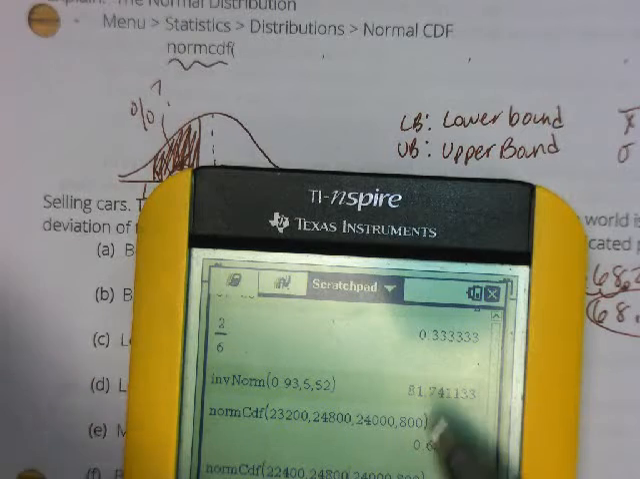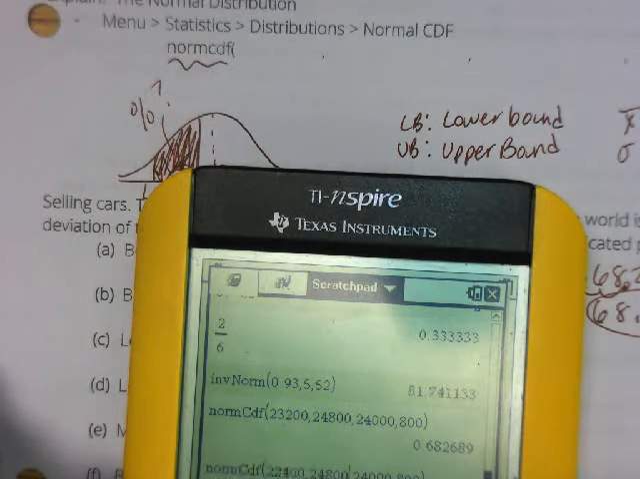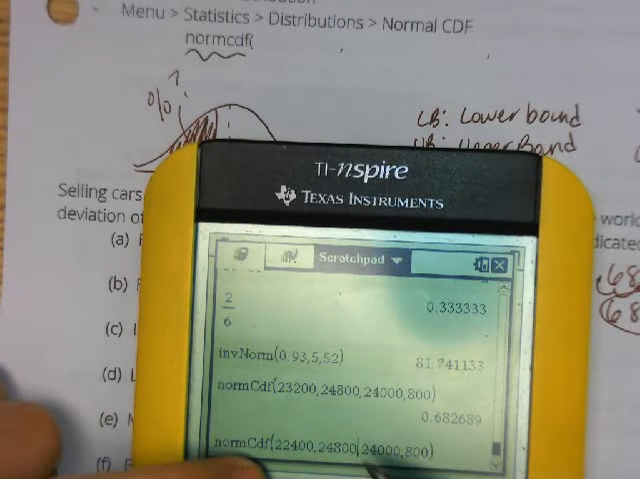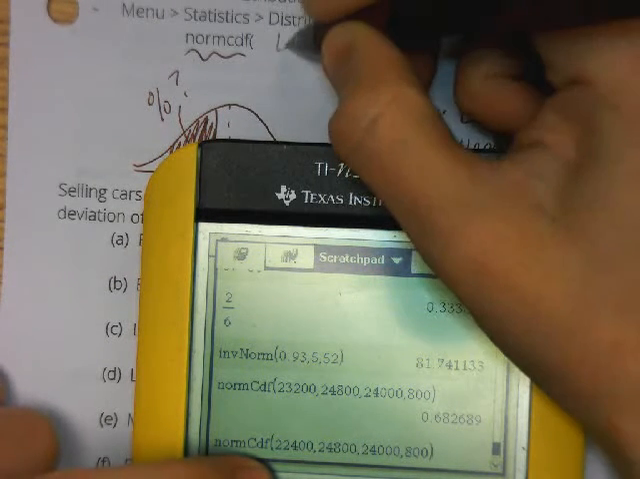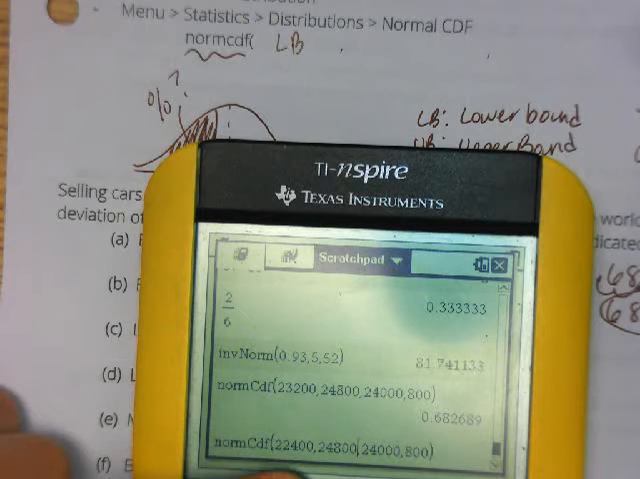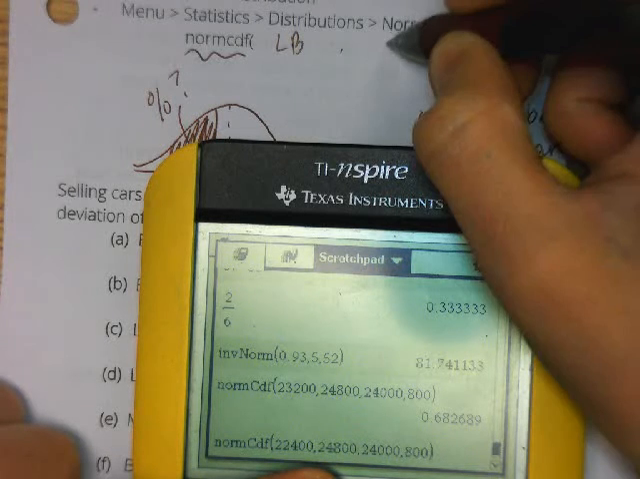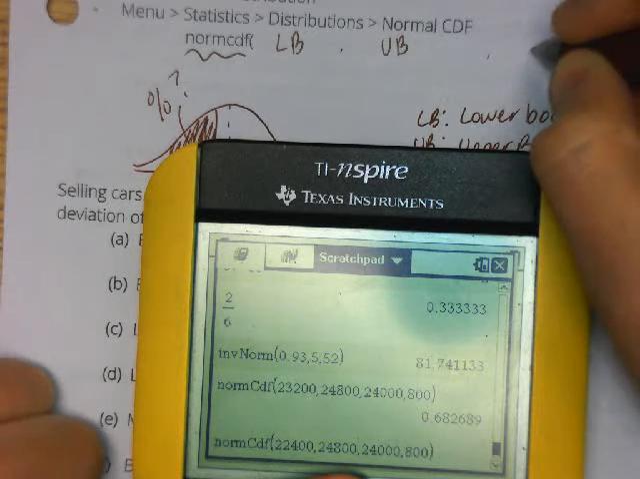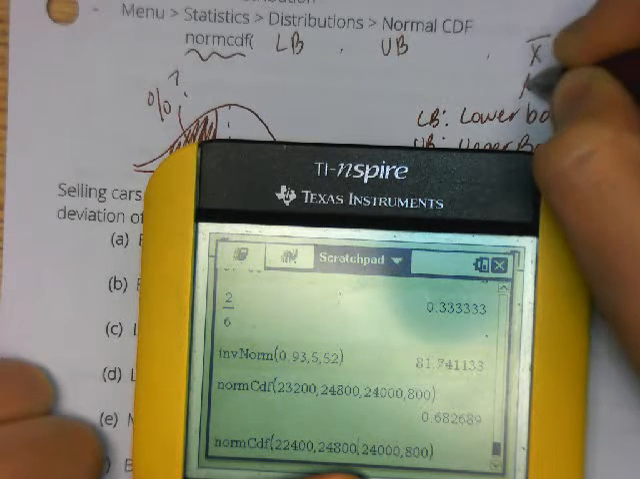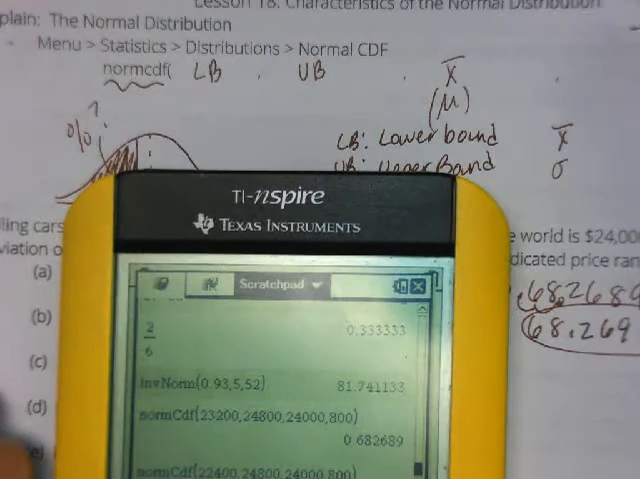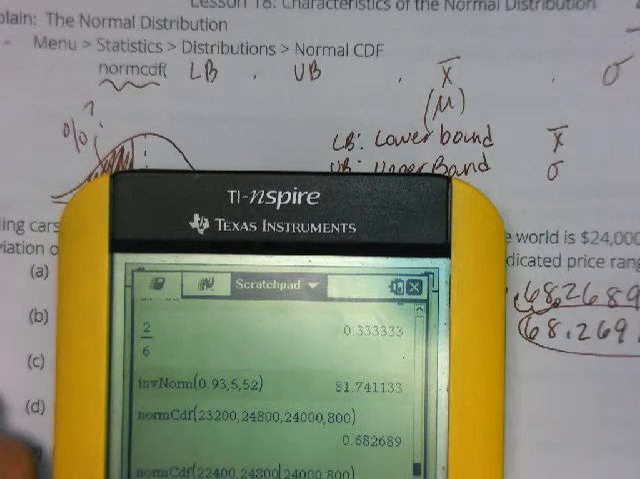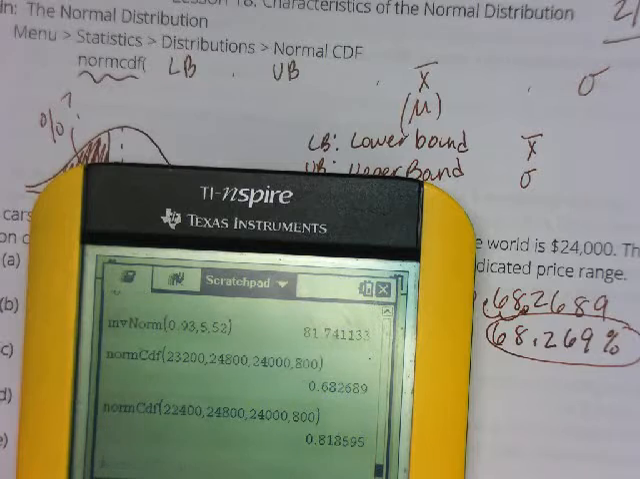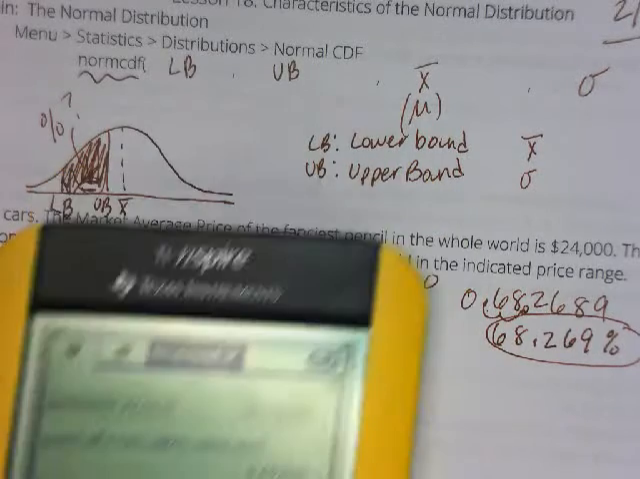So going through those steps calls this norm CDF function. Okay, and what that function wants is 4 numbers. The first one needs to be your LB, or your lower bound, and you put a comma. And the next one needs to be your UB, or upper bound. The third one needs to be your mean, X bar, or mu, however you want to write that. And then the fourth one needs to be your standard deviation. And then you close your parentheses, push enter, and that is your answer for part B.